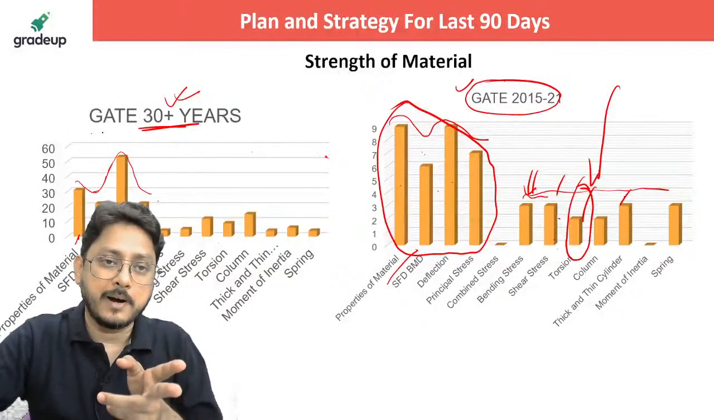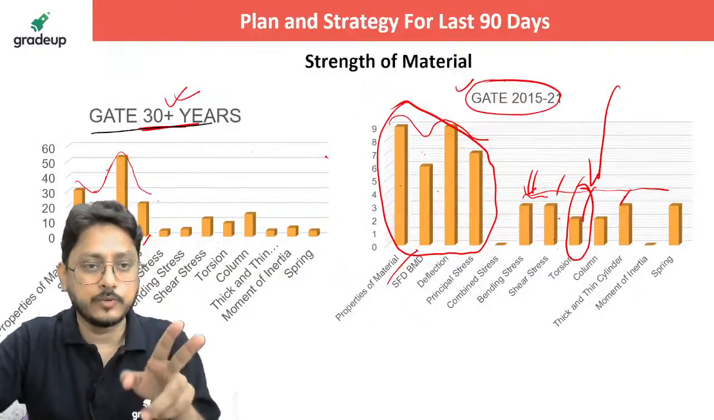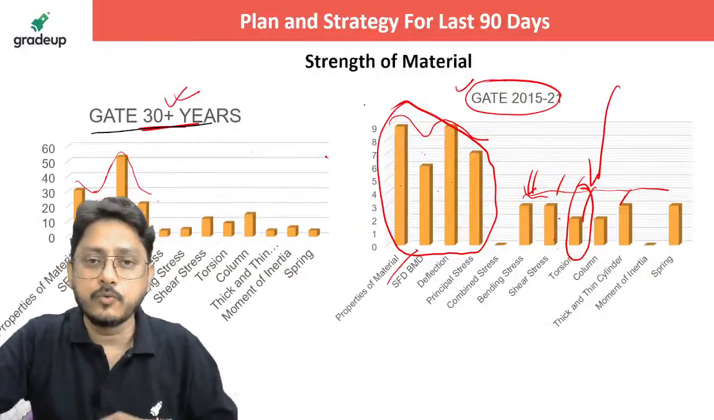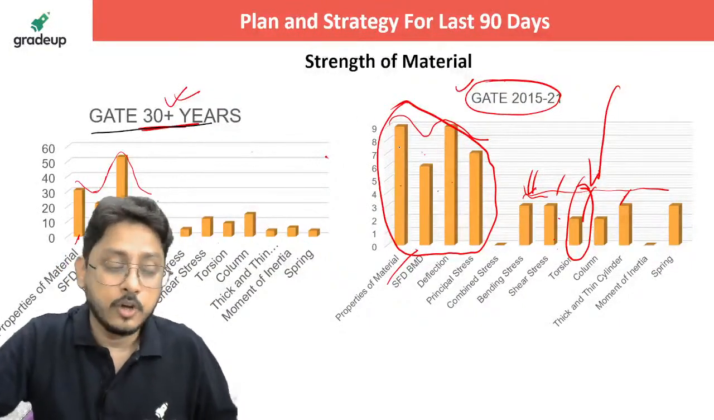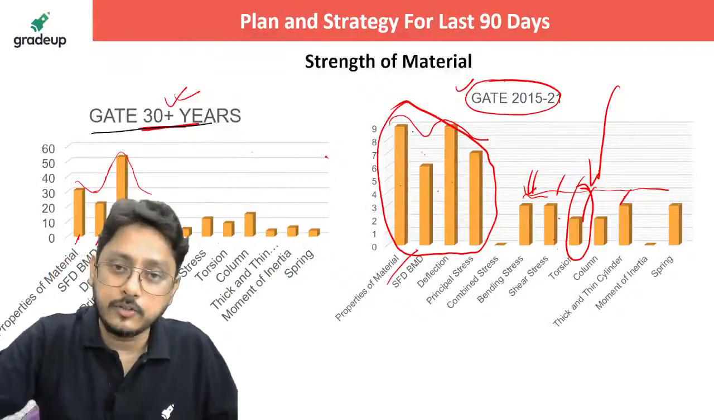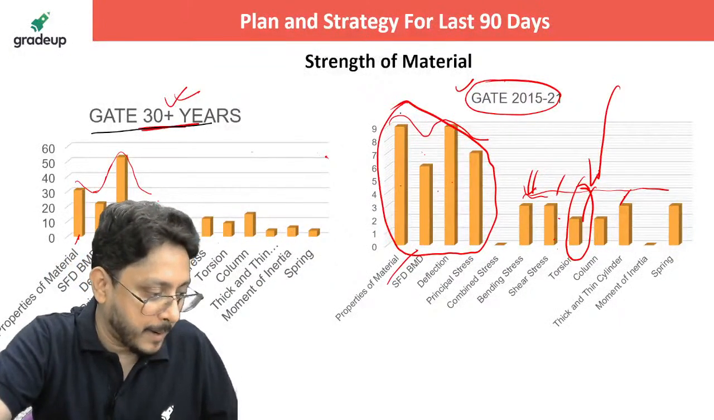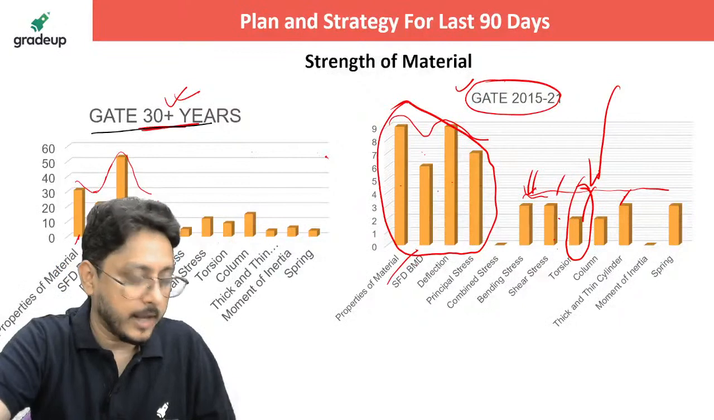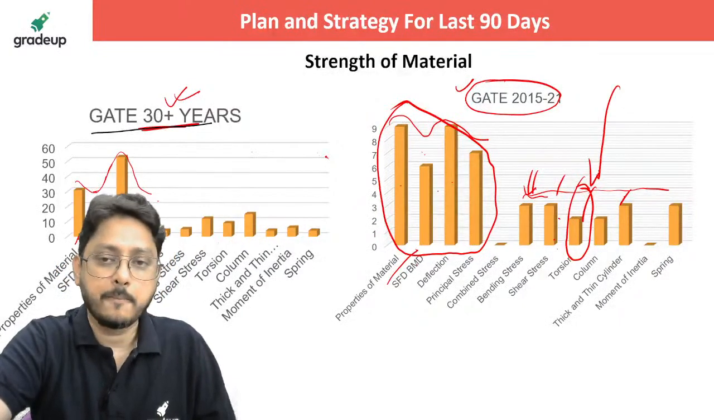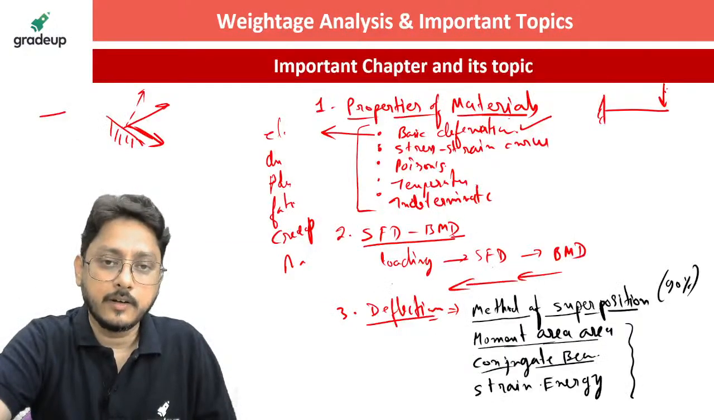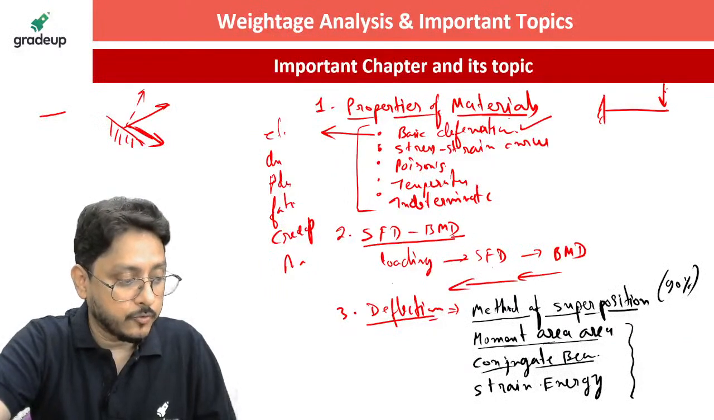Then I told you that for the past 30 years I have shown you the trend. The same trend has continued for the last 5 to 6 years also. So now I'm getting more confidence on these 4 chapters. Are you getting the point? Yes, of course, Mayan, you are absolutely correct. You can expect that. And I'll be telling you a few more things.